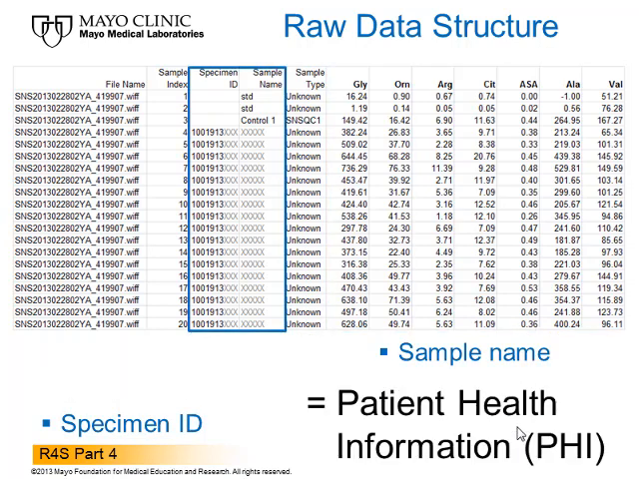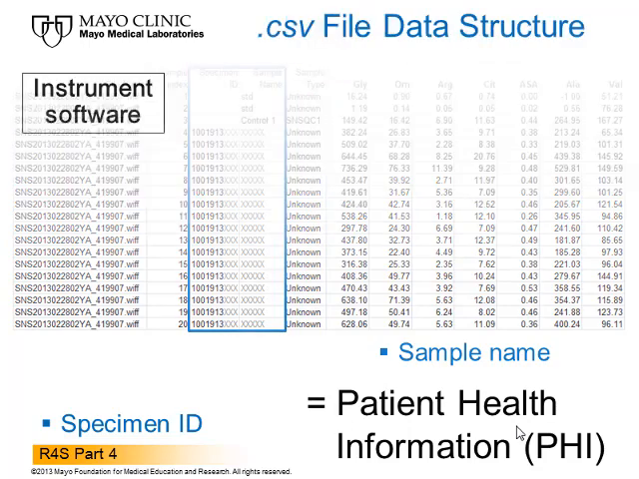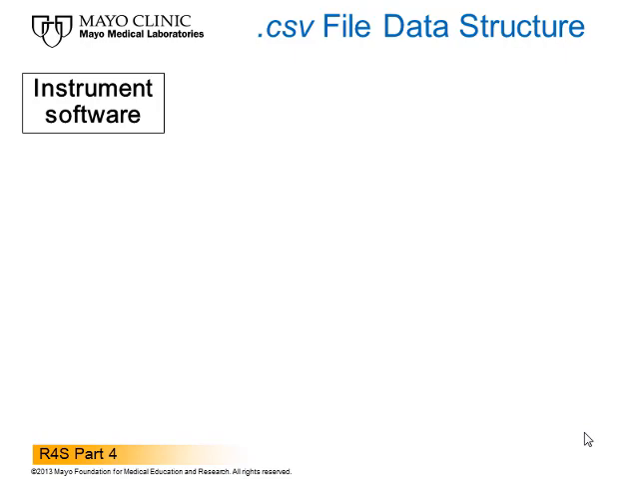Two of these elements, the specimen ID and the patient name, are considered patient health information, or PHI, and as such are not suitable for uploading to a web-based application, even if password protected, like R4S. For this reason, instrument software can be programmed to generate a different type of file using the CSV file format. As a reminder, a comma-separated value file stores data in a plain text form.